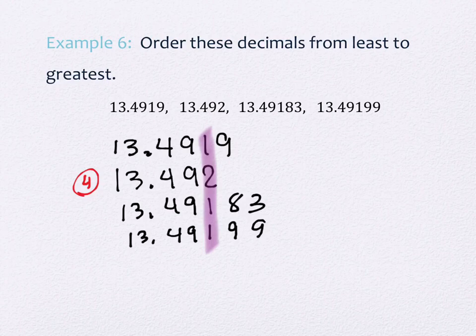All right, with the numbers that are left, I look at the next place value, the 10,000ths place. And what do I notice? The 8. And what is it about the 8 that's different? Like, is it bigger or smaller? Yeah, it's smaller. So since it's smaller, that means it's actually the first one, right? It's the smallest one. So this was a number 1.